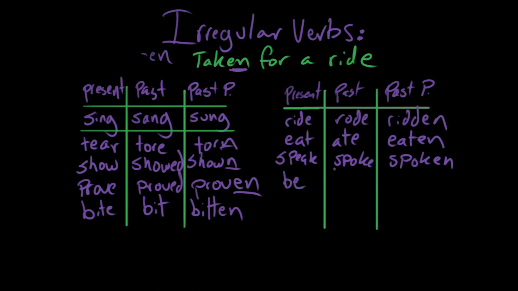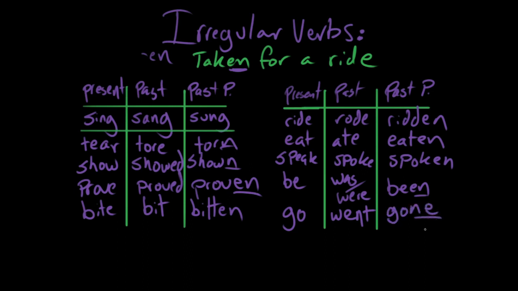So, to be, the past of that is either was or were. But the past perfect form of that is been, which is just be with an en ending on it. Right. Go is the same way. So even though go has a really weird past form, I go, she went, the past perfect or past participle form is gone. And sure, the letters aren't in the right order, but the sound is there, gone.